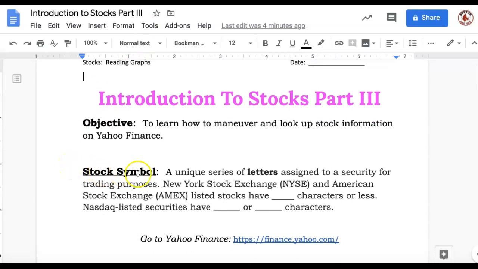So, stock symbols. A unique series of letters assigned to a security for trading purposes. Security is just like a company. New York Stock Exchange stocks have 3 characters or less. NASDAQ listed securities have 4 or 5 characters. So if you ever wanted to know which stock exchange a company came from, like Target, you'll see in a little bit has 3 letters. That's a New York Stock Exchange company. Whereas some other ones have 4 or rarely, but sometimes 5 letters. They're just abbreviations.